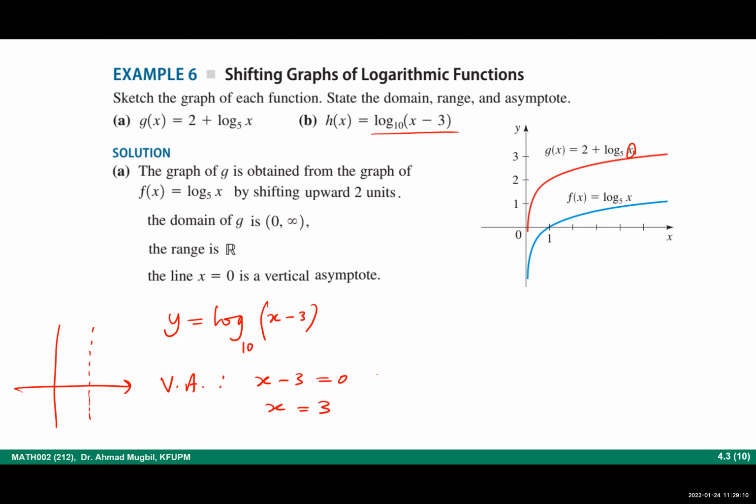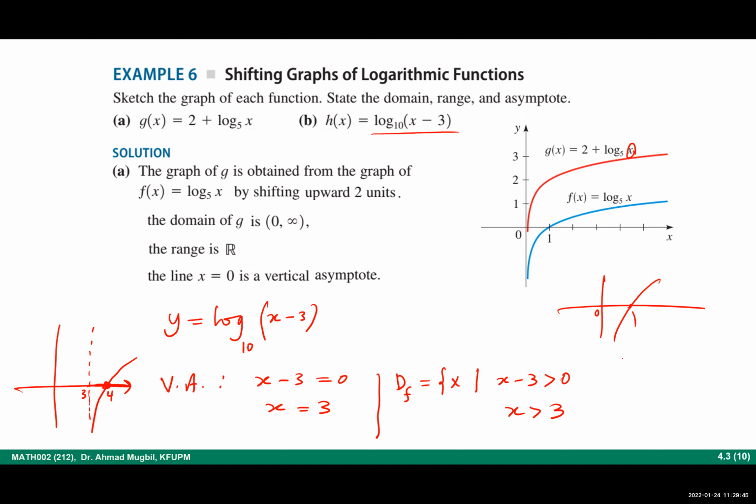How to find the domain? The domain of this function will be all the values of x for which x minus 3 is greater than 0, which means x greater than 3. So the graph will be here. And there is no reflection, as you can see here, so it is the same graph as this one. This point will be at 4, since the 3 is here. You remember the graph? This is 0, this is 1. The graph will be like this one. So you can now sketch the graph without thinking about the horizontal shift.